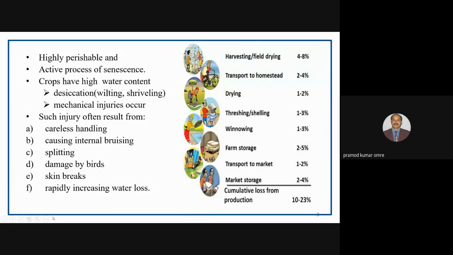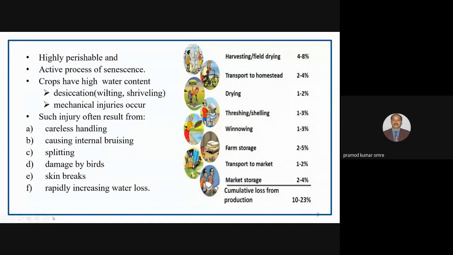So what we are talking about is the losses during the handling of the crop. We are talking about the handling of the grain and the crop.